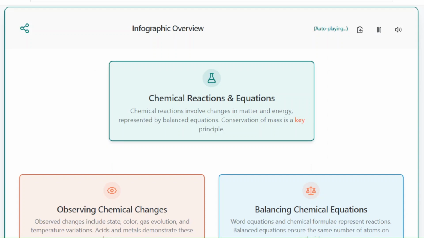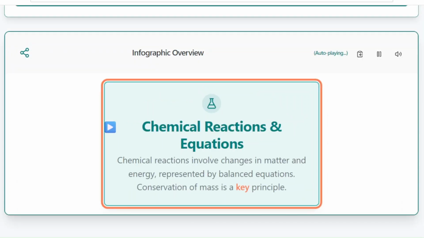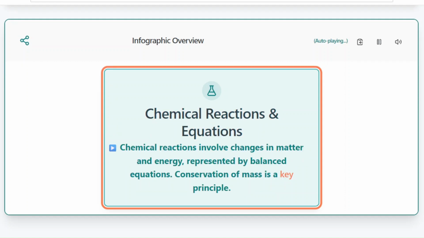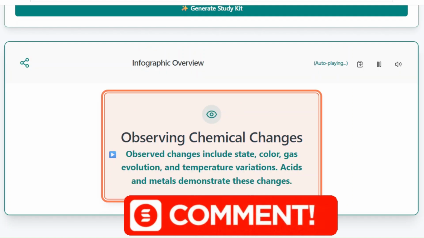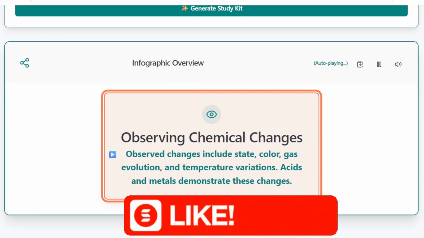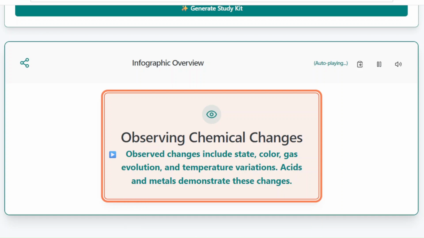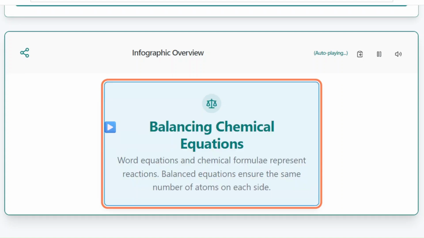Now starting, infographic. Chemical reactions and equations. Chemical reactions involve changes in matter and energy, represented by balanced equations. Conservation of mass is a key principle. Observing chemical changes. Observed changes include state, color, gas evolution, and temperature variations. Acids and metals demonstrate these changes.